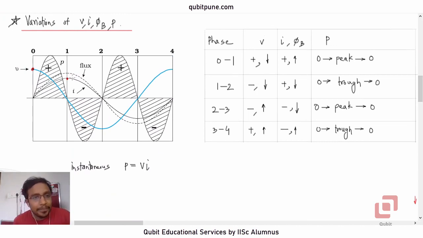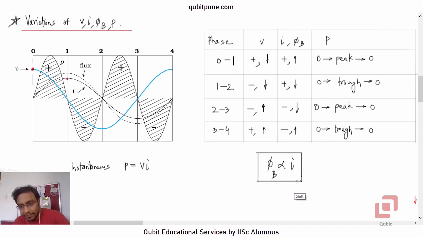Okay. Now let us talk about flux. It should not be a surprising thing that flux is in phase with current, because in our yesterday's lecture we have seen that flux linkage phi b is directly proportional to current. This is self-inductance now, not the mutual inductance. So because flux is directly proportional to current, flux and current will be in phase. So that's why you see the same two curves. Alright, now let us come to the power curve.